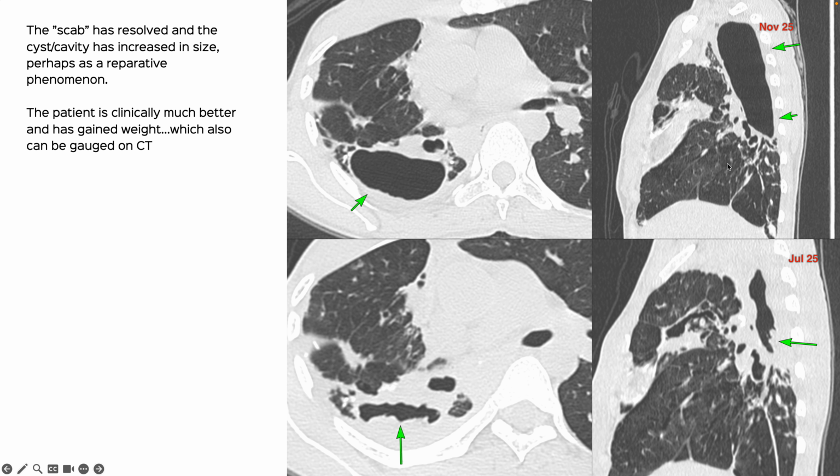So here we have a case where not only did we see a scab sign, the patient was proven to have pulmonary aspergillosis, and on treatment the scab has gone away, telling us that the sign works, and it does work in practice. By the way, you can also gauge weight gain on CT.